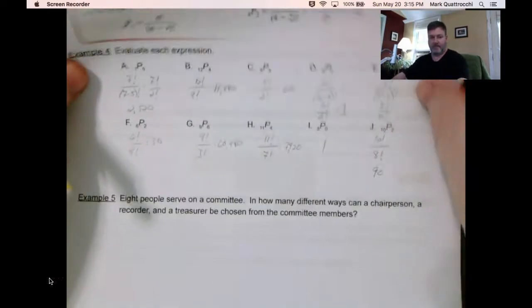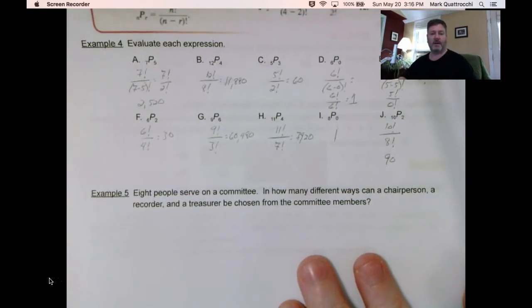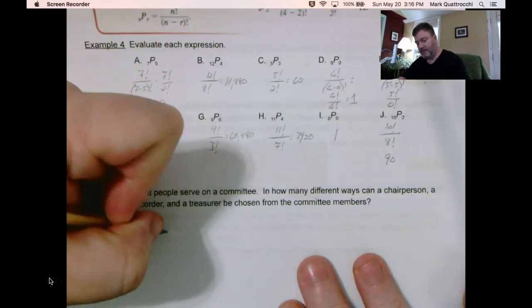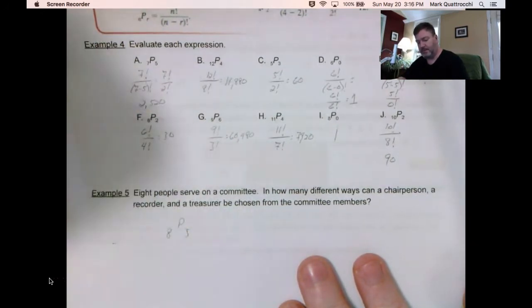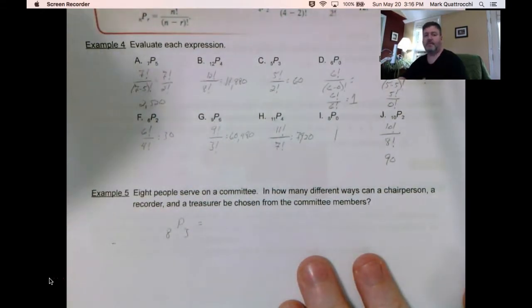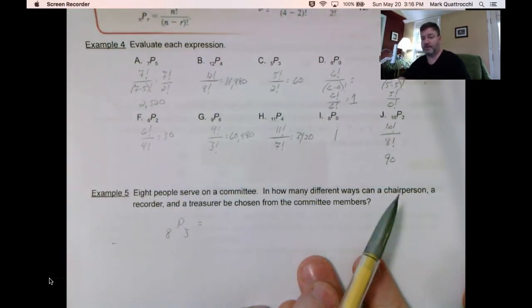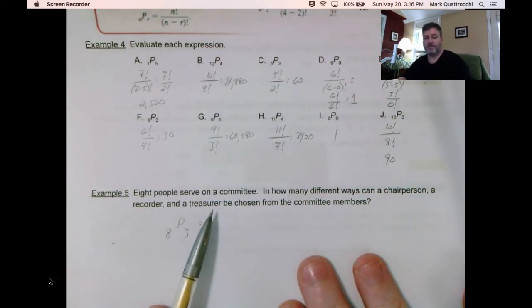Question number 5. 8 people serve on a committee. How many different ways can a chairperson, a recorder, and a treasurer be chosen from the committee members? So there are 8 members. We're choosing 3 of them. And let me clarify, order matters here, because one of them is going to be a chairperson, another one's going to be a recorder, and another one's going to be a treasurer. So these 3 people matter because they have 3 different positions.